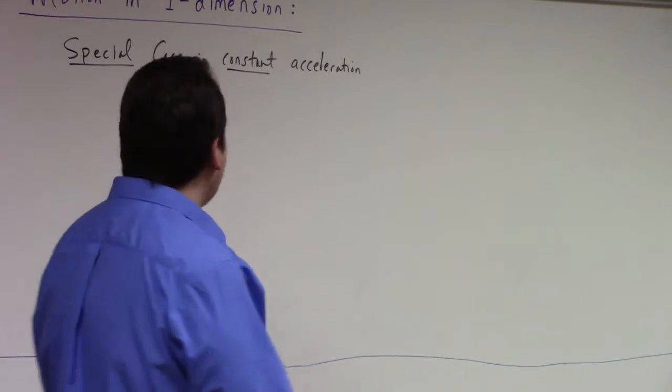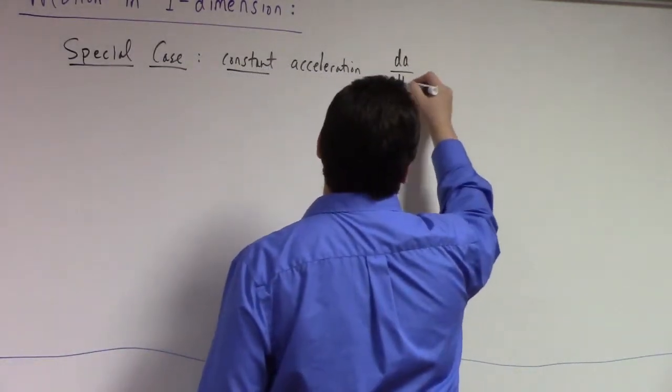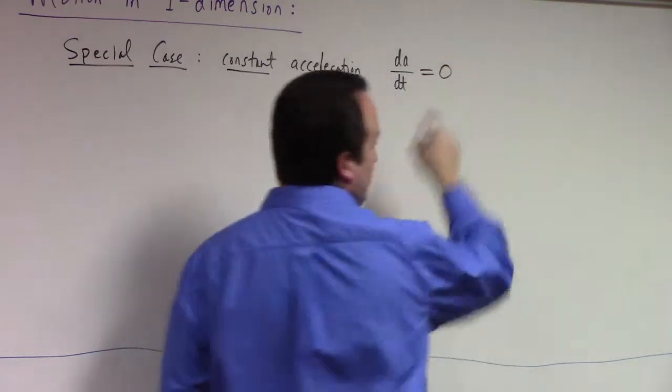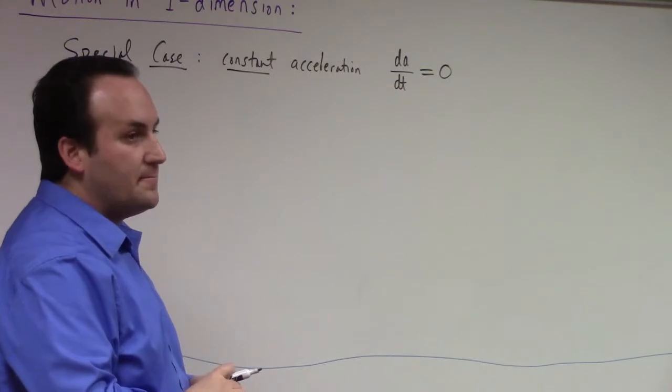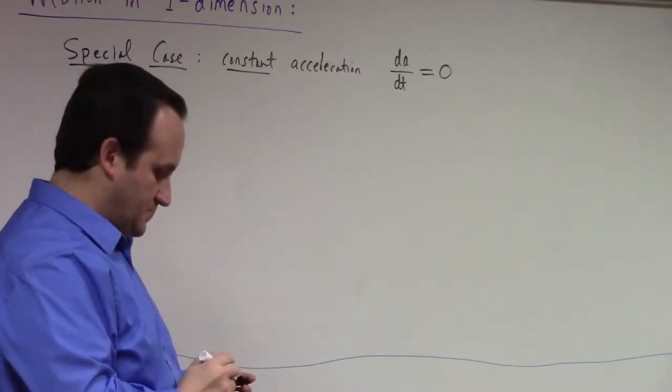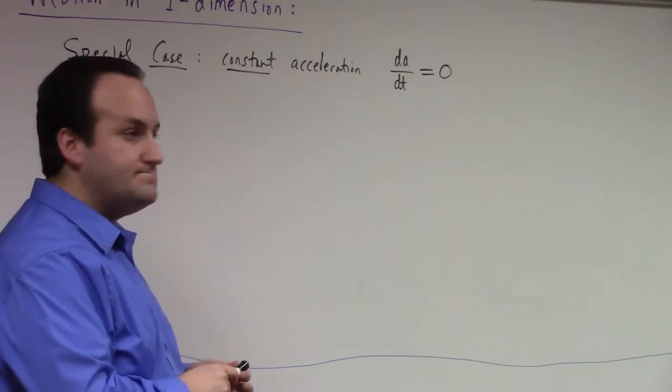Time, yes. Time. So what that means then is that da/dt is equal to 0. That mathematically is what it means for something to be a constant, right? Its derivative is set equal to 0. So if that's the case, what does that tell you about the velocity?